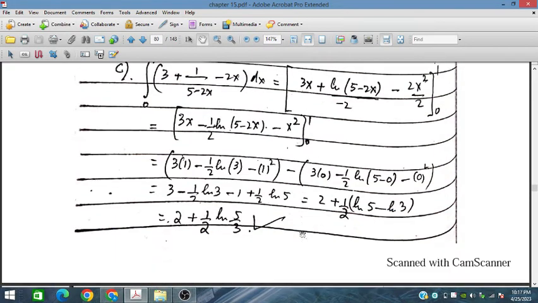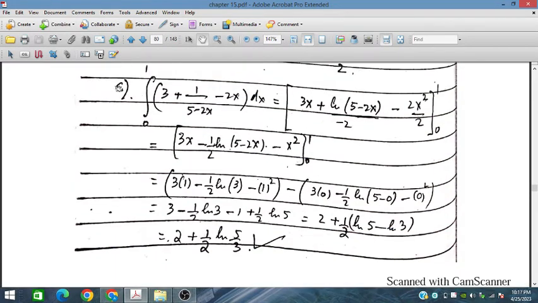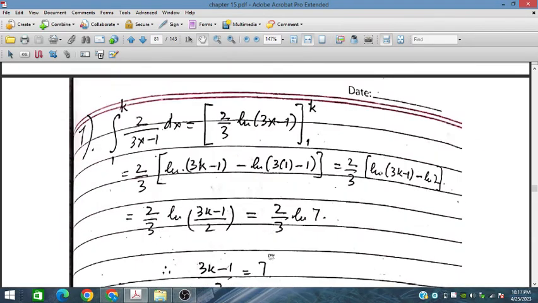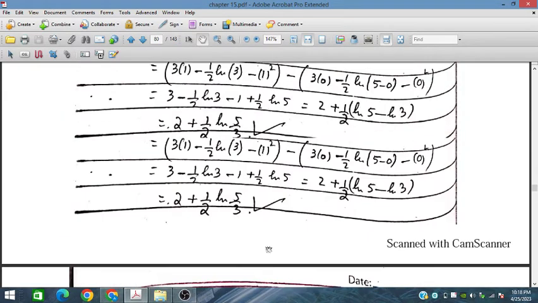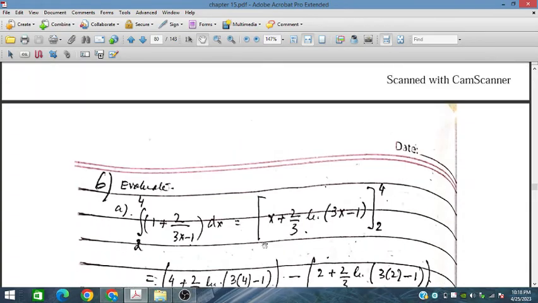Similarly, for the c part, we have the integral of (3 plus 1 over (5 minus 2x)) dx, so this becomes 3x, and this is ln of (5 minus 2x) divided by minus 2, and this is minus 2x squared divided by 2. On simplification, we have obtained this, with limits 0 to 1, and substituting the limits, we have obtained this. On simplification, this was question number 6.